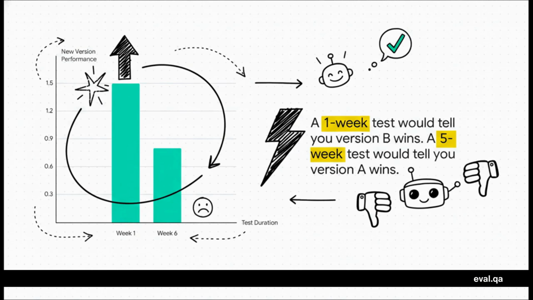And this chart, wow. This chart tells the whole story. If you stopped your test after 1 week, you'd ship that new version, pop the champagne, and be totally convinced you had a winner. But if you just let it run for 6 weeks, you'd see the truth. The excitement fizzled out, and the old version was actually better in the long run. This is exactly why short tests can be so dangerous with AI.